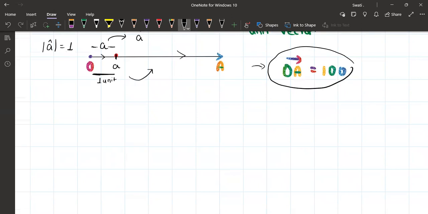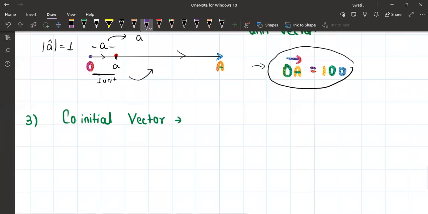Okay, so now let us go to the third type, and that is called co-initial vector. It sounds self-explanatory. What is the meaning of co-initial? Initial means the starting point, and co-initial means same starting point. So if we have two or more vectors, and they have the same initial point, such vectors are called co-initial vectors.